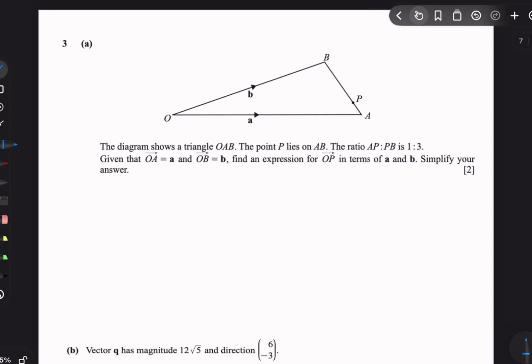Okay. Next question. The diagram shows triangle OAB. The point P lies on AB. The ratio AP to PB is 1 to 3. So AP is 1/4 and PB is 3/4. Given that OA is equal to a and OB is equal to b, find an expression for OP in terms of a and b. Simplify your answer.